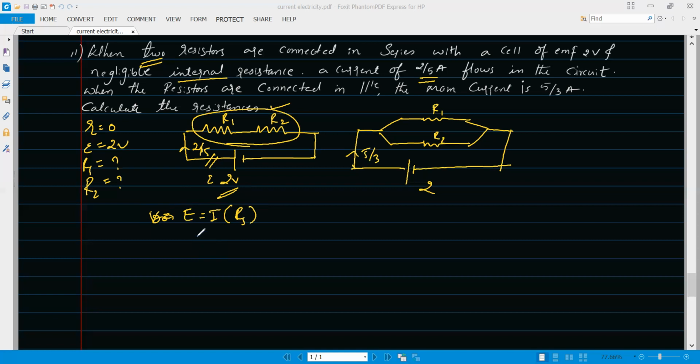ಸೊ ಹಾಗಾದ್ರೆ ಏನಾಯ್ತಿತ್ತು, ನಮ್ಗೆ RS is equal to ಹೀಗೂ ಬರೀಬಹುದು E divided by I ಅಂತ, or else RS is nothing but R1 plus R2 is equal to E ಎಷ್ಟಿದೆ 2 divided by I ಎಷ್ಟಿದೆ 2/5. ಸೊ ಹಾಗಾದ್ರೆ ಇದು ಎಷ್ಟಾಯ್ತು, 2 ಕ್ಯಾನ್ಸಲ್ ಮಾಡಿ R1 plus R2 is equal to ಆಯ್ತು 5 ohm. Okay, now let us go for this combination.